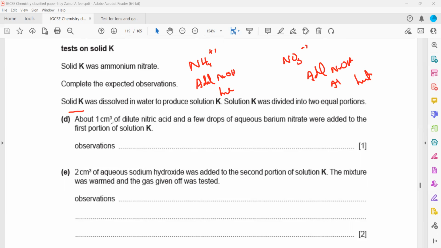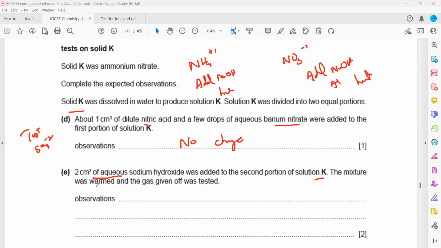K was dissolved, and 1 cm cube of nitric acid followed by barium nitrate was added. So what is the change here? Nothing, because this is a test for sulfate ion, but there is no sulfate ion, so there is no visible change or no reaction.